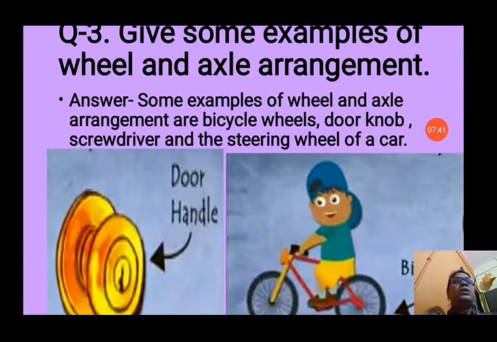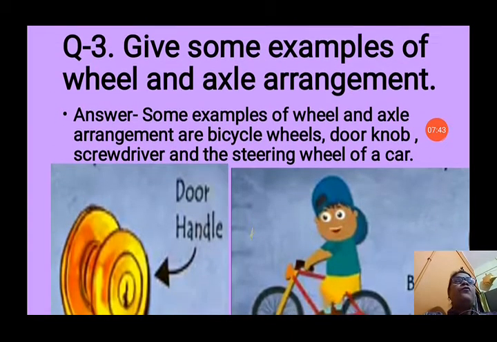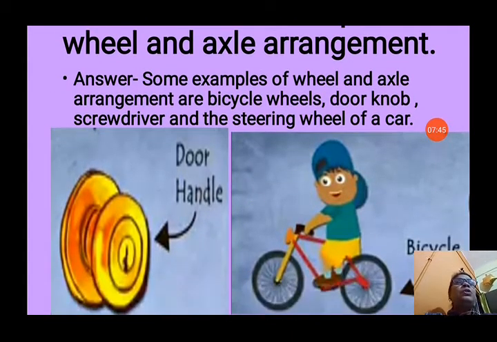Now, question number 3. Give some examples of wheel and axle arrangement. So, some examples of wheel and axle arrangement are bicycle wheels, door knob, a screwdriver and a steering wheel of a car. So, all these are examples of a wheel and axle arrangement because there is a rod, the axle, on which a wheel is rotating. Both are helping to rotate each other. So, in the door handle also you can see this is also rotating. It is also wheel and axle arrangement.